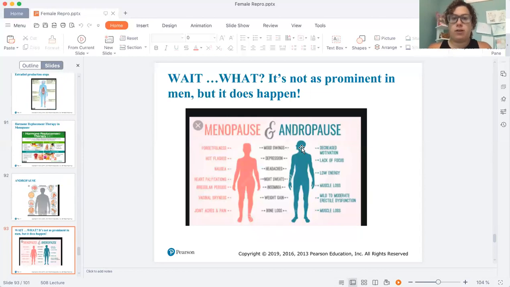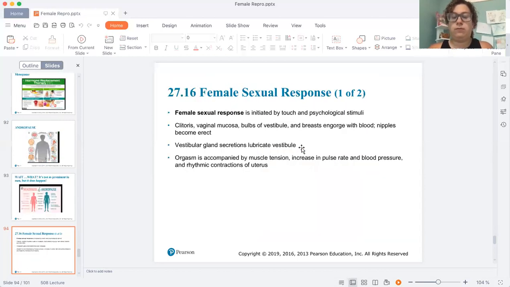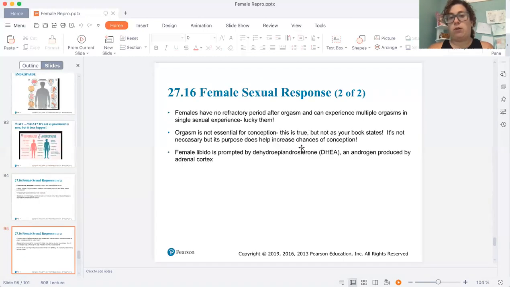Okay, here's a little comparison. And then female sexual response, just like in males, there's no real point and shoot because, well, we won't get into that. Female sexual response is the same thing, psychological and initiated. The only thing that is different in the female is that there is no refractory period for some, okay?